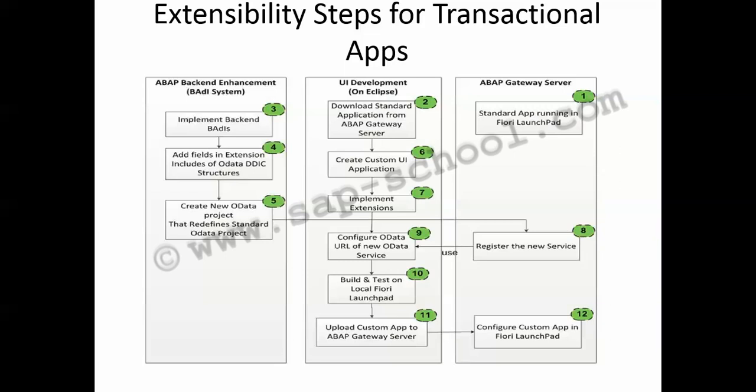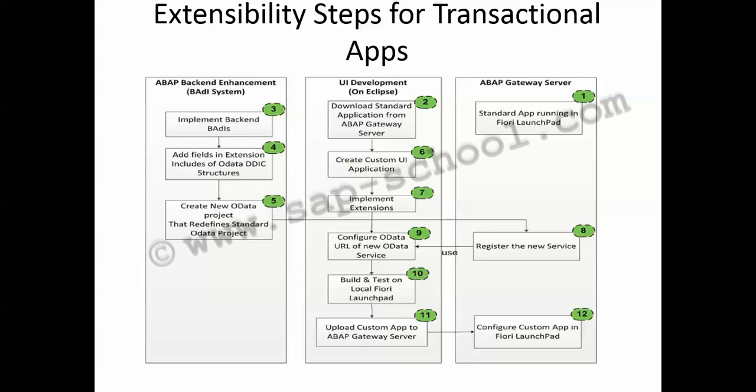Then these are the extensibility steps for the transactional app. We have 3 systems here. The first one is the ABAP backend enhancement, where my body system is. Then we have the UI development on Eclipse. Then we have the ABAP gateway server. First of all, we need to have the standard app running in the SAP Fiori Launchpad. After that, in the UI development, we have to download the standard application from the ABAP gateway server.